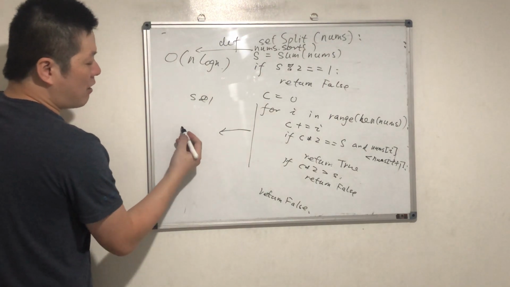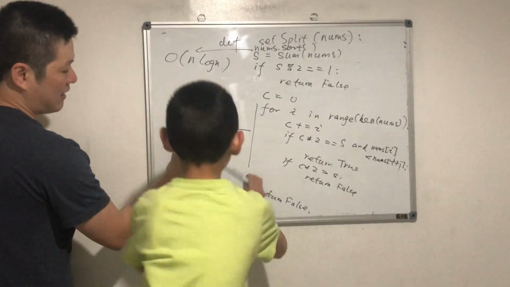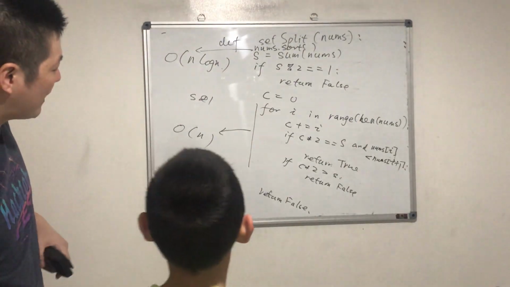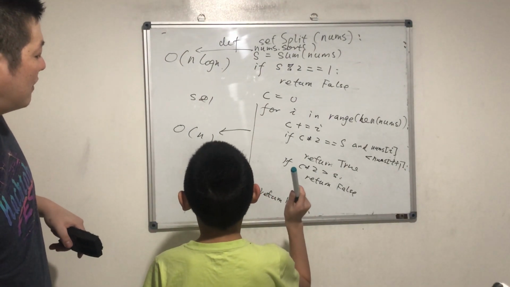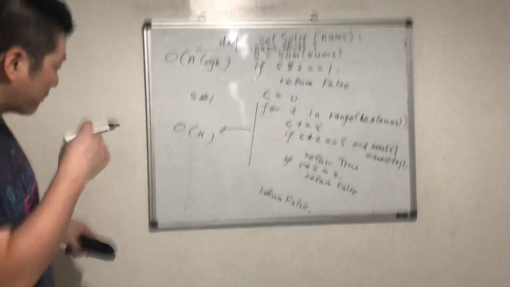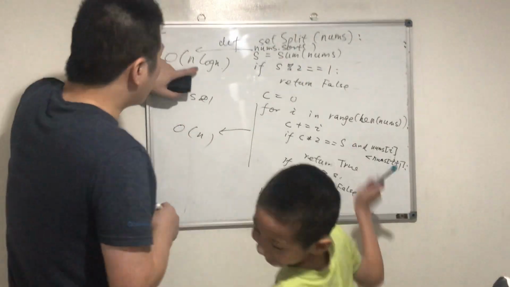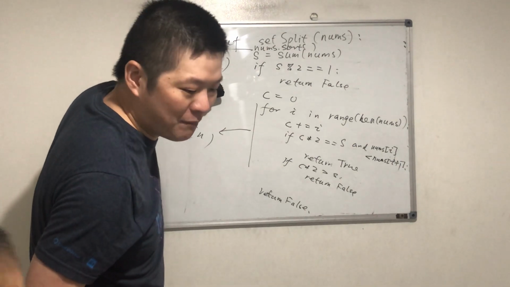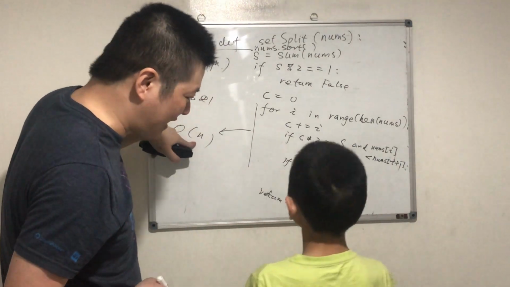And this bit is how much complexity? O(n). And so the overall time complexity is which one? Which one is bigger? O(n log n). Why? Because look, log n can be bigger than 1. So n times something bigger than 1 is definitely bigger than n, right?